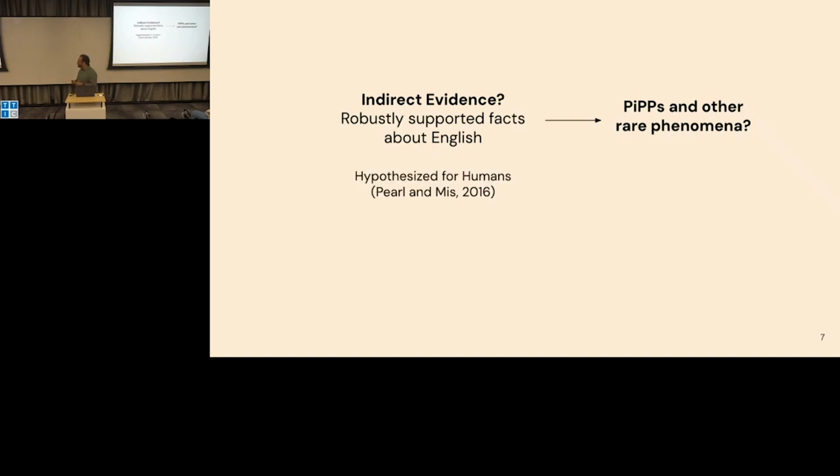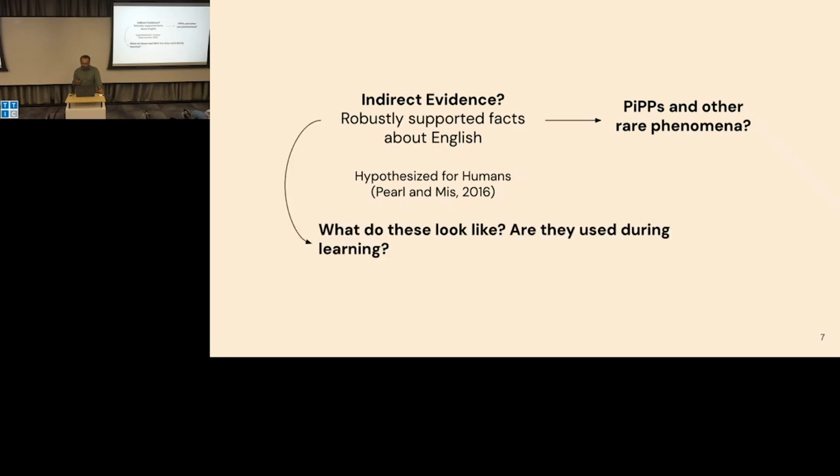We'll find out. So the question is how do things like PIPs and other rare phenomena are able to be learned by these language models? So one hypothesis, even in the context of humans, is that they may be being learned by robustly supported facts about English that are present in the data. We're going to shortly look at what those might look like, and especially not for PIPs, because we're looking at something else in this work. And so the question, the answer to which may provide an actual explanation, would be, what do these look like? Are they actually being used during learning?